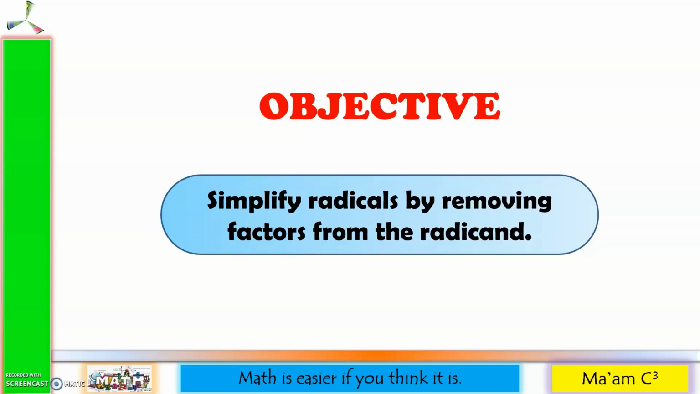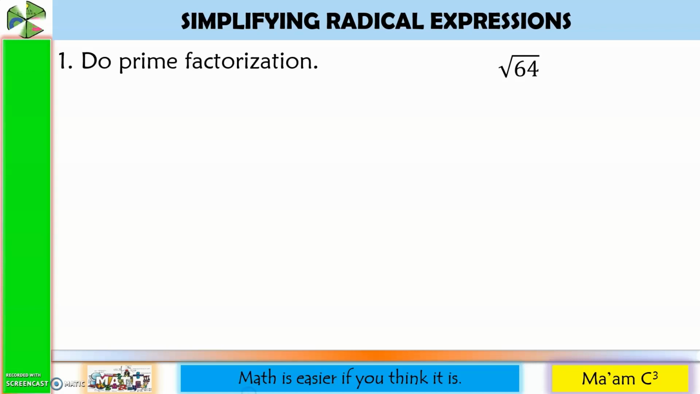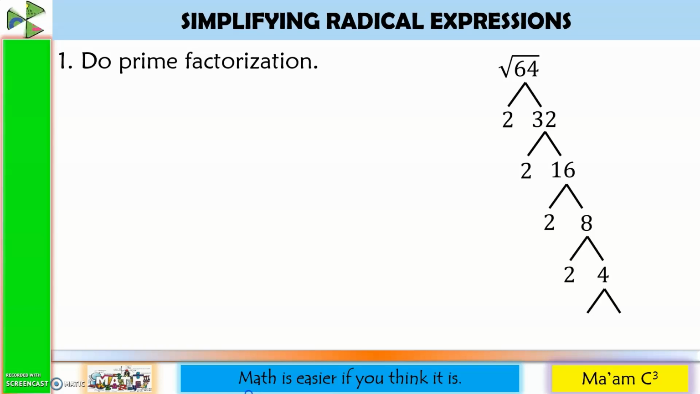Our objective in this lesson is to simplify radicals by removing factors from the radicand. So how do we simplify radical expressions? One is by doing prime factorization. So 64 is equal to 2 times 32. 32 is 2 times 16. 16 is 2 times 8. 8 is 2 times 4. And 4 is 2 times 2.